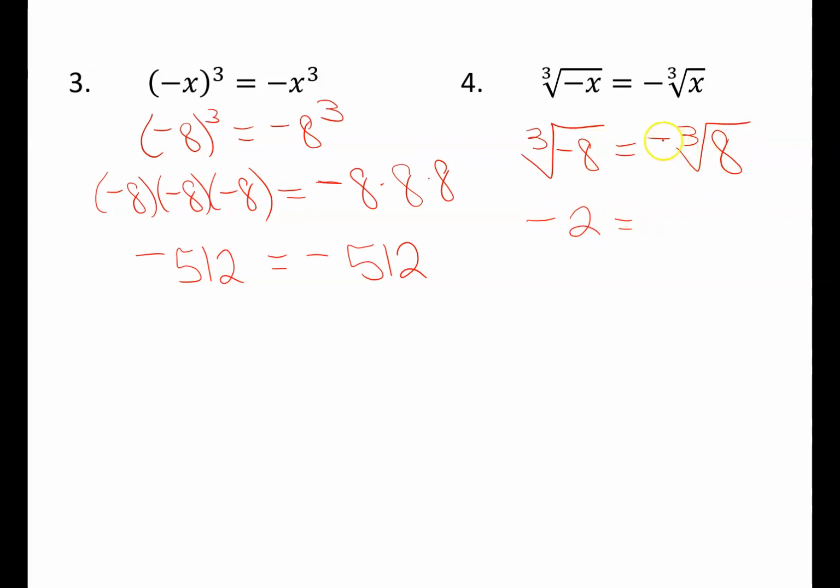On the right side, you've got the negative out front, it stays, and then you take the cube root of 8, which is 2. So these two are the same. So that means when you substitute a negative x inside the cube root, you can simplify it by bringing that negative outside.